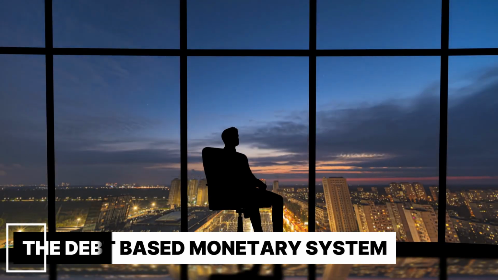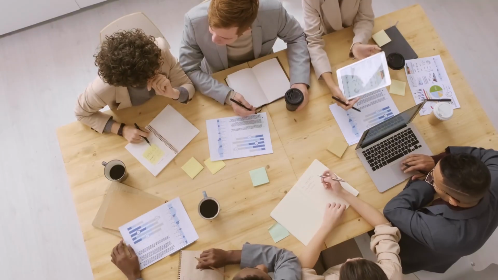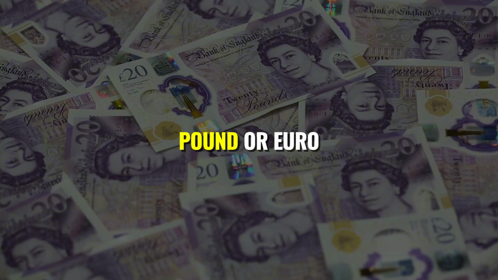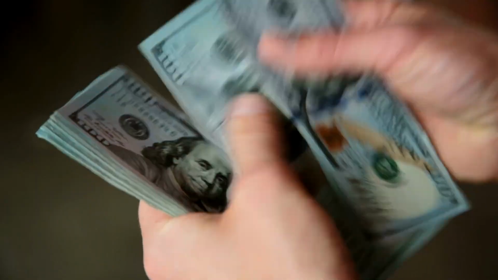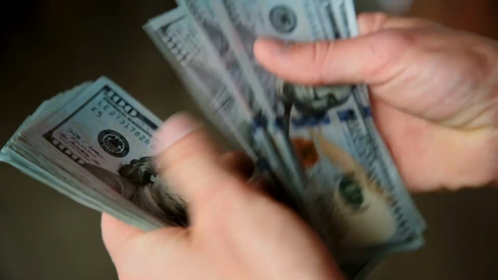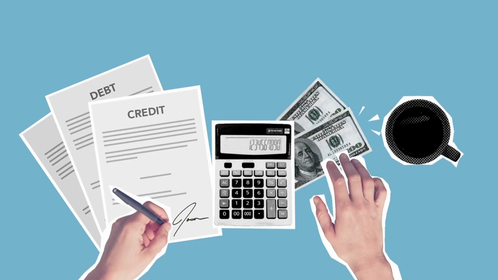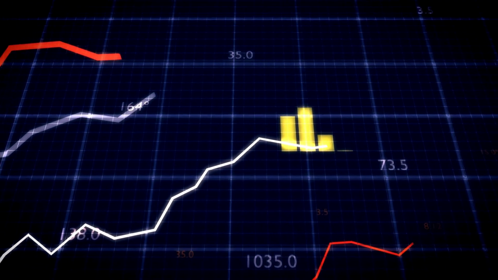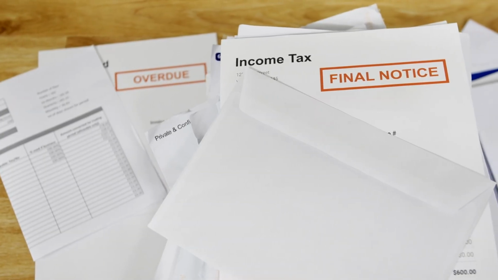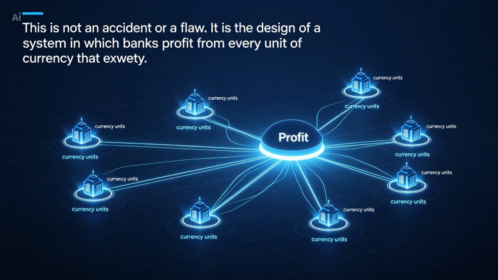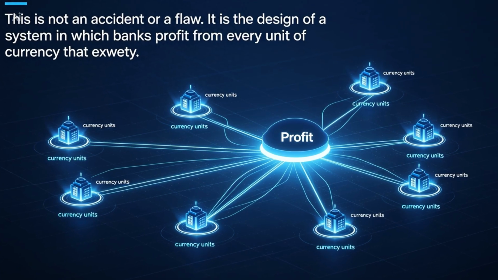The debt-based monetary system. This brings us to a fact that almost nobody sits with long enough to fully absorb. Virtually every dollar, pound, or euro in the modern economy was created as a debt. Every unit of money in circulation exists because someone, somewhere, borrowed it into existence. When that debt is repaid, the money vanishes. For the money supply to grow, which growing economies require, the total level of debt must grow. A world with no debt would, under this system, have no money. This is not an accident or a flaw. It is the design of a system in which banks profit from every unit of currency that exists.